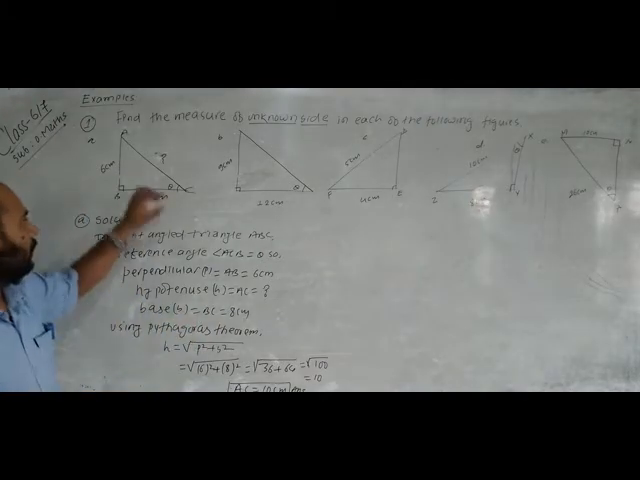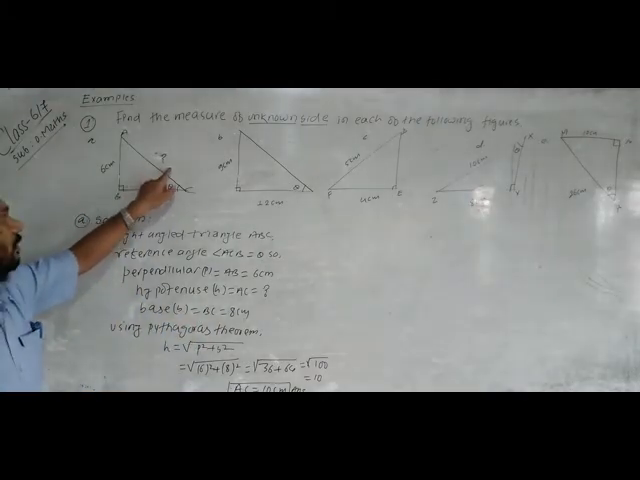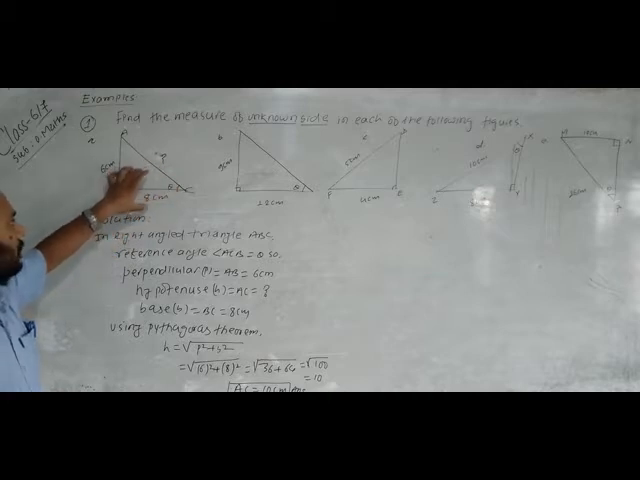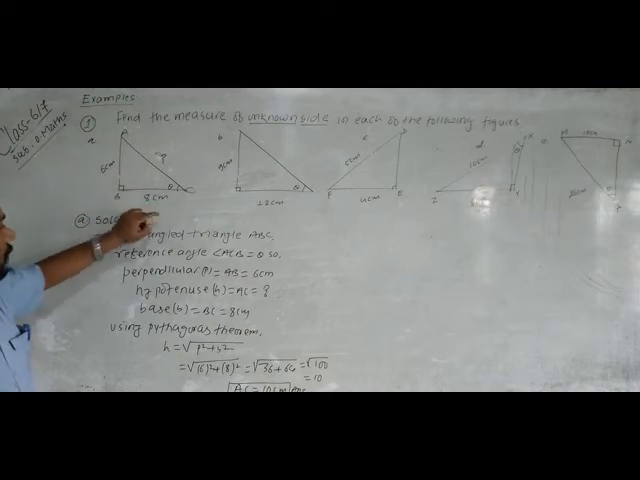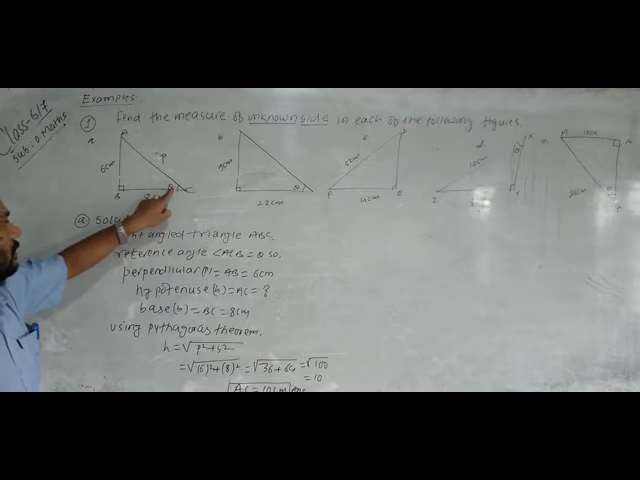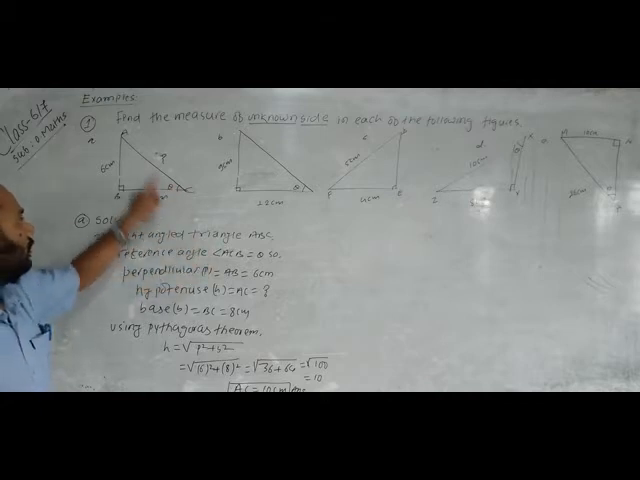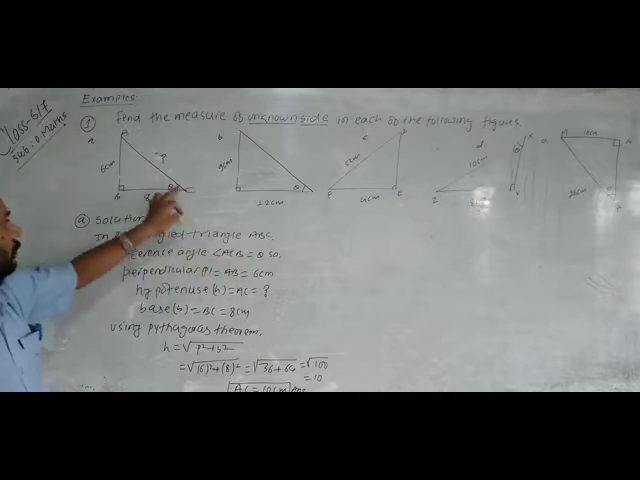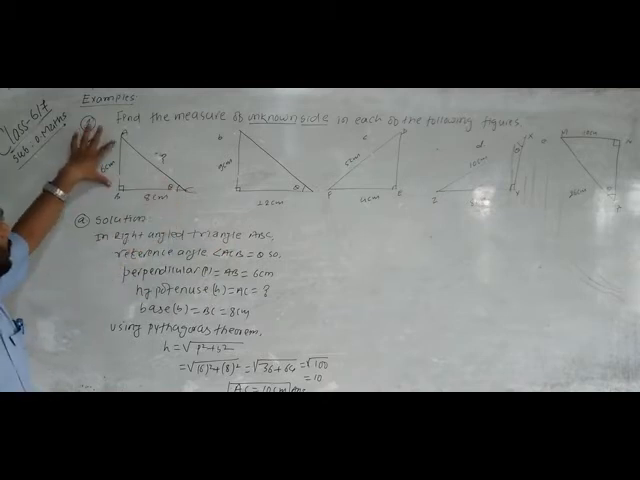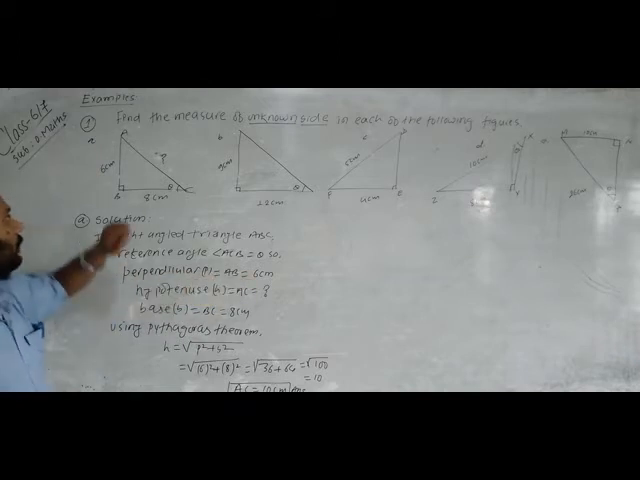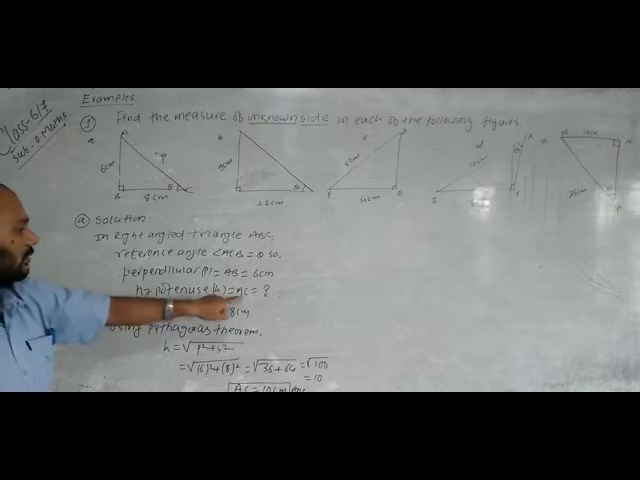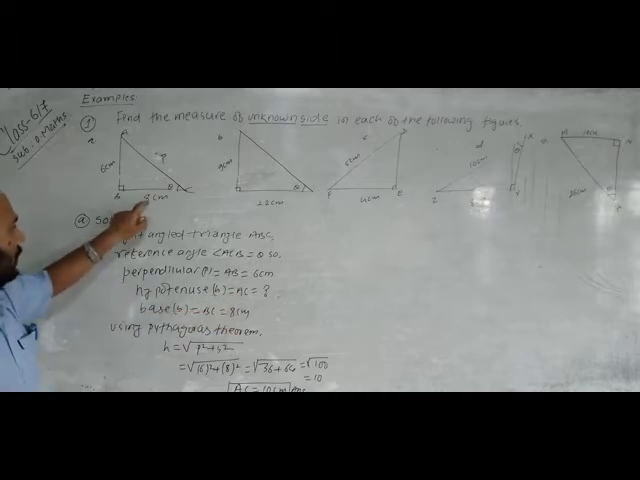Again, listen here. Your question says find the unknown sides, and this is a right angle triangle ABC. First, we should identify the reference angle, which is given as theta. The reference angle ACB is theta, and the side opposite to the reference angle, AB, is the perpendicular. The perpendicular AB is equal to 6 cm, and the side opposite to 90 degrees is the hypotenuse AC, and the remaining side is the base.